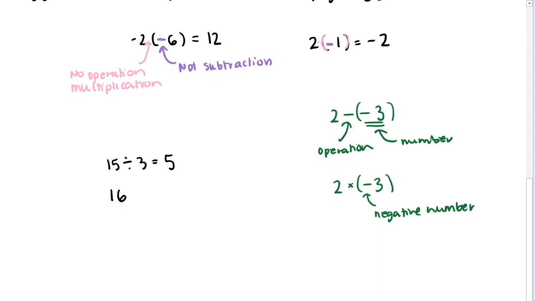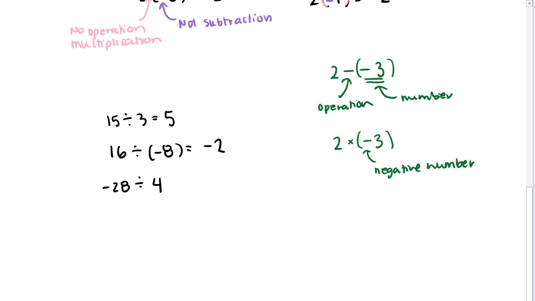If I have 16 divided by negative 8, well, what is this going to be equal to? Well, I perform the division, 16 and 8, that's 2. And then it's going to be negative because the signs differ. If I take negative 28 and I divide this by 4, this is again going to be negative because the signs differ, and this is negative 7.